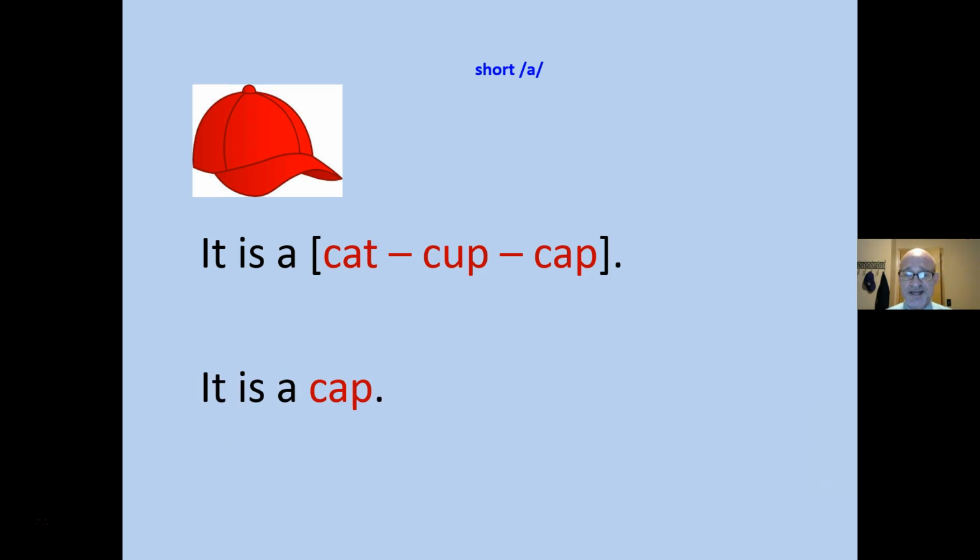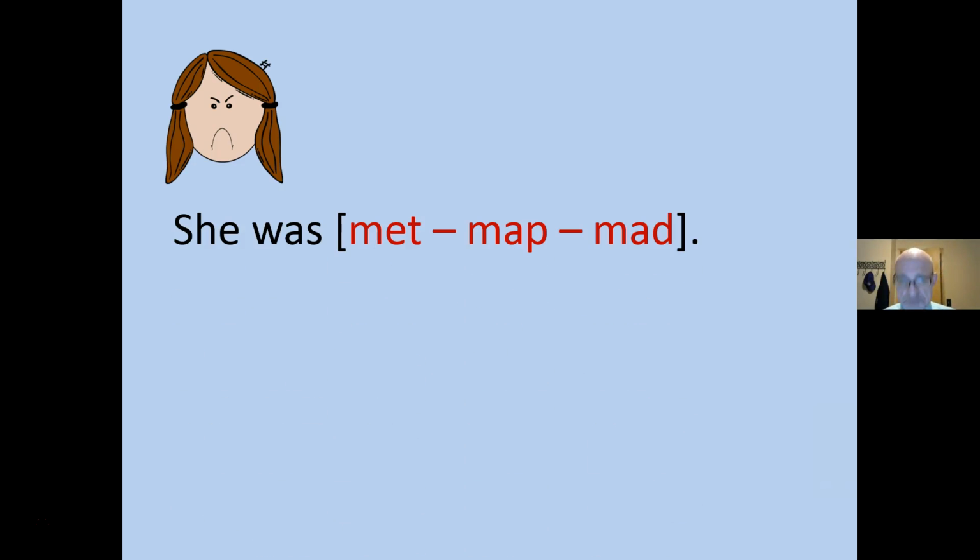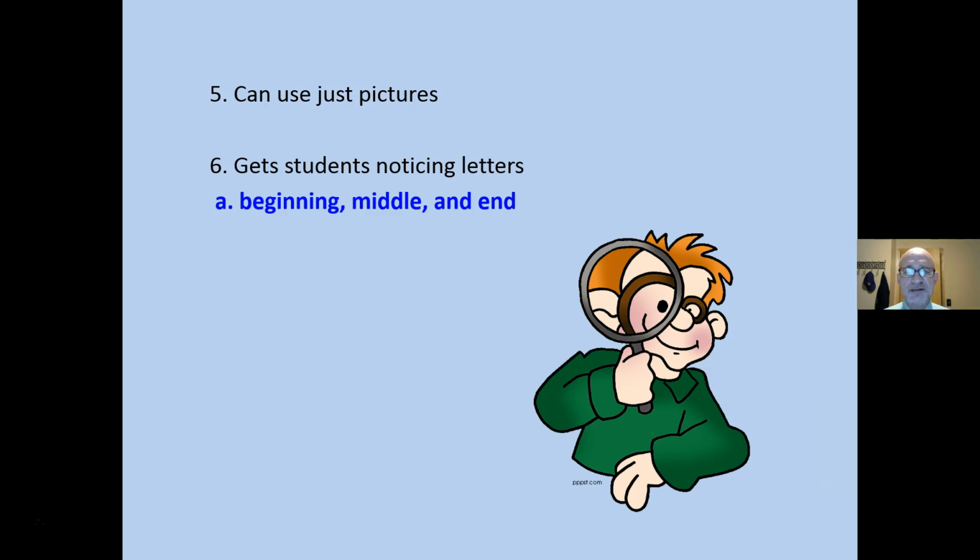Which word looks right? Yes, it is a cap. So I'm reinforcing letter sounds as well as sight words. Then, cat can't possibly be that because it has the T at the end. She was mad. Which word looks right? She was mad. You can use just pictures as well. Not my preference, but you can use that. It gets students noticing letter patterns at the beginning, middle, and end.